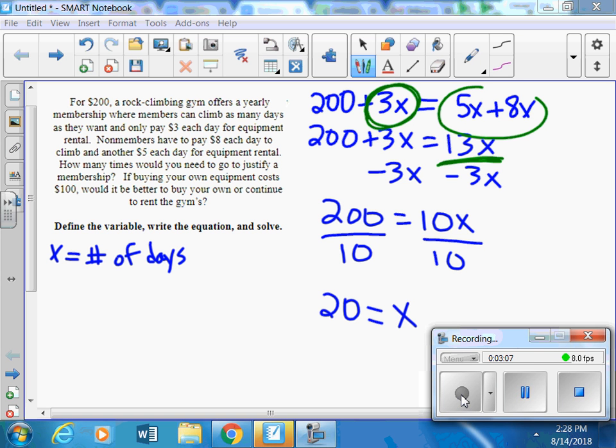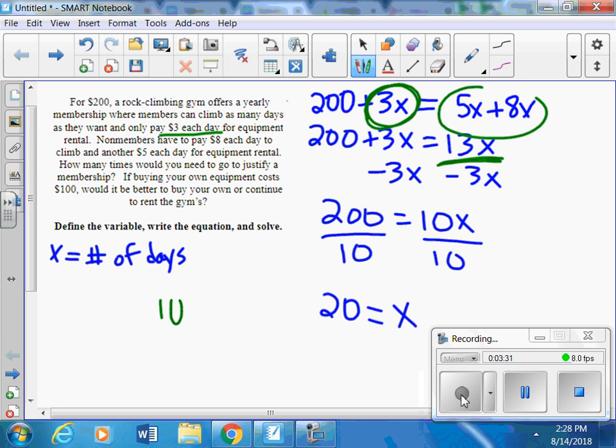Now, let's say you bought your own equipment. Equipment costs $100. Would it be better to purchase your own equipment? Well, that means that you wouldn't have to pay the $3 per day for equipment, and that's how much you would save each day. So if you don't buy your own equipment, you're going to pay $3 each day. If you do buy your own equipment, you're going to save $3 each day.